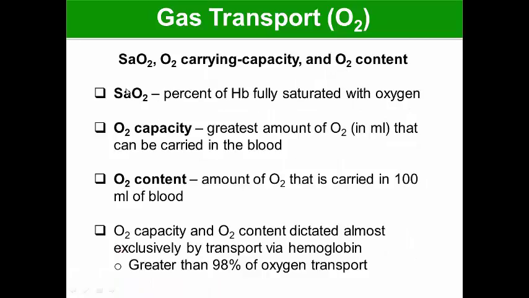So, the oxygen saturation, again, is the percentage of the hemoglobin molecules which are fully saturated with oxygen. The oxygen carrying capacity, or we call it the oxygen capacity, is the greatest amount of oxygen in milliliters that can be carried by the hemoglobin molecules in 100 milliliters of the blood. This is when all the hemoglobin molecules are fully saturated with oxygen.